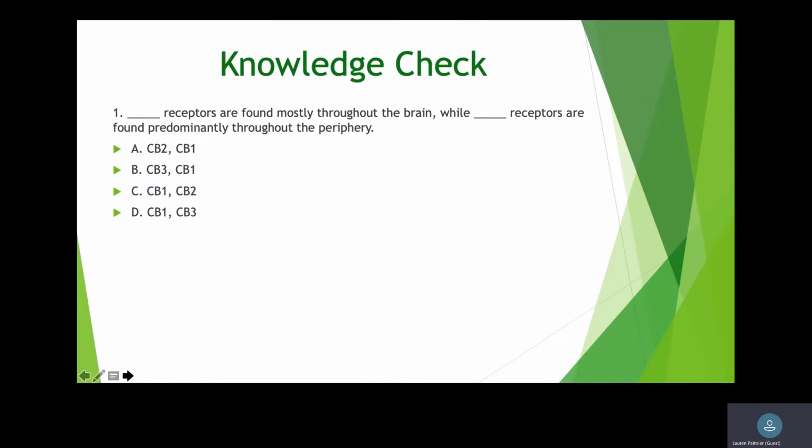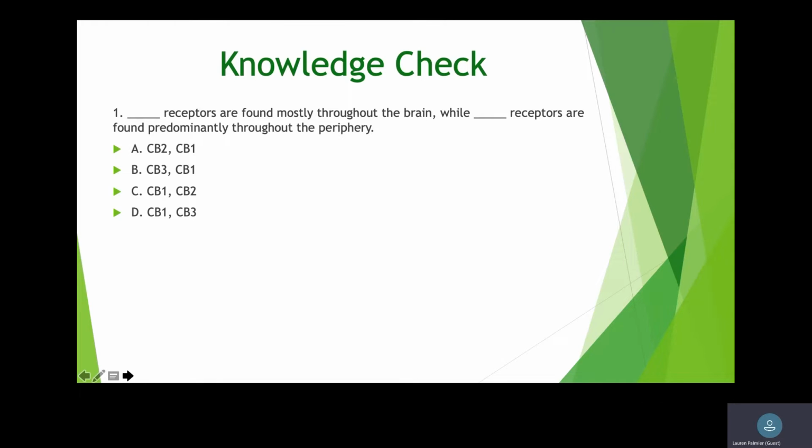So now we're going to do a quick knowledge check. Blank receptors are found mostly throughout the brain, while blank receptors are found predominantly throughout the periphery. Your choices are A, CB2, and for the second choice, CB1. Next answer would be CB3, and for the second blank, CB1. Your third choice for the first blank, CB1, and CB2 for the second blank, or CB1 for the first and CB3 for the second.